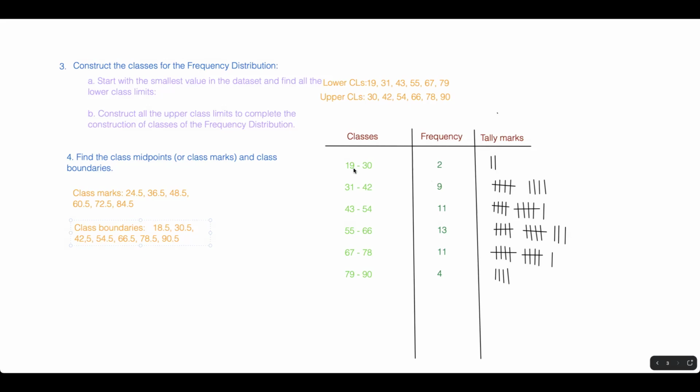Then the class boundaries are typically used to construct the histogram, which we'll be doing in the next video. Histograms are basically touching bar diagrams, and the goal is to represent the frequencies in the form of vertical bars without any gap between successive classes. So when we draw histograms for a frequency distribution, we typically use the class boundaries. So these are the two main uses of class marks and class boundaries.